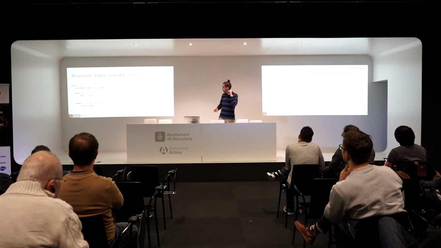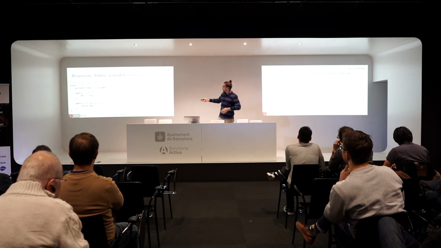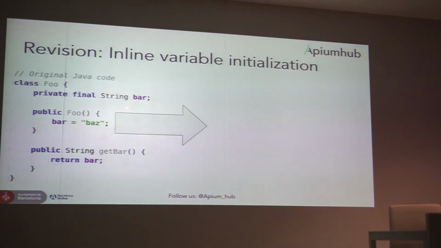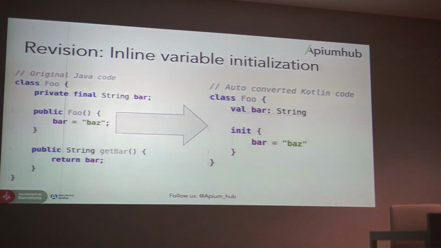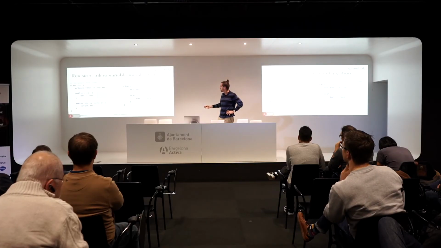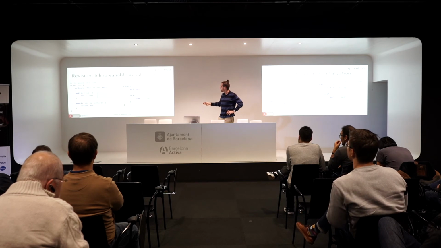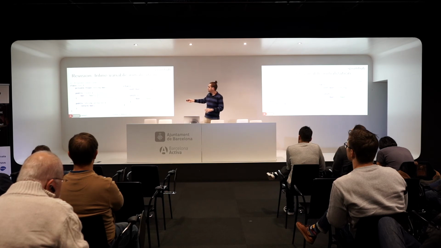So let's go a little bit with the manual revisions one by one. Can you read this from the back? Okay. So this is the original Java code. We have a class Foo, and in the constructor here, we initialize it. It's mutable, like we like to do it in Java. So you automatically convert it to Kotlin, and you have it here in the initializer block. Okay? And why do you need this? You can put it straight away here. And even the IDE is telling you that you can do it all together while you do it separately. So you go Alt Enter and you move it there.